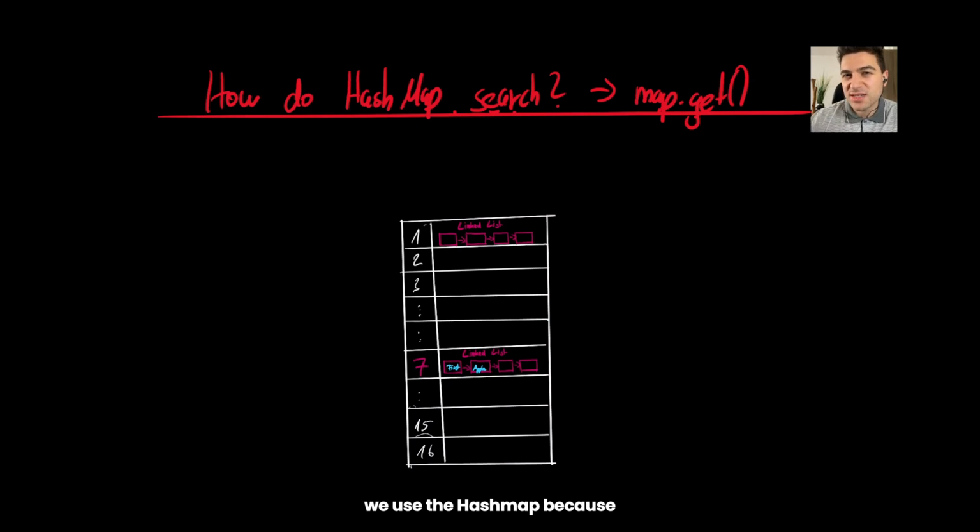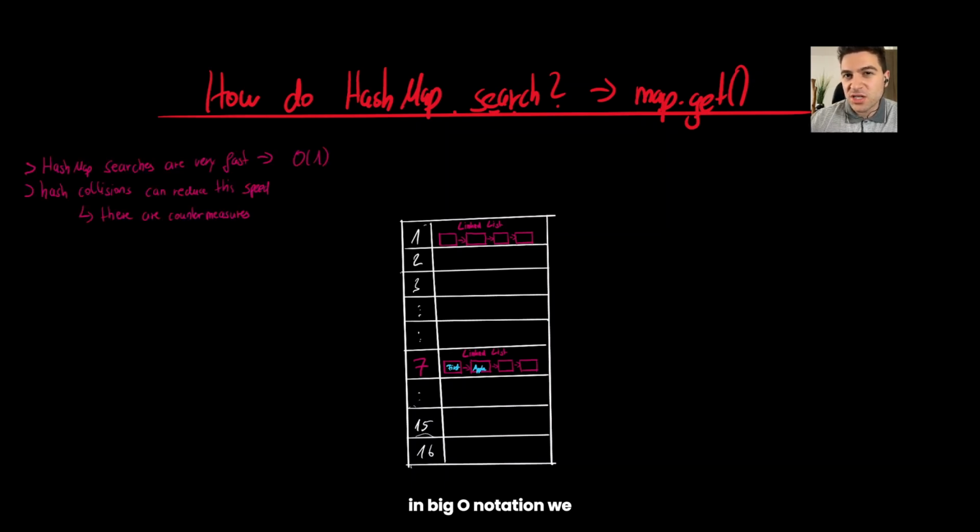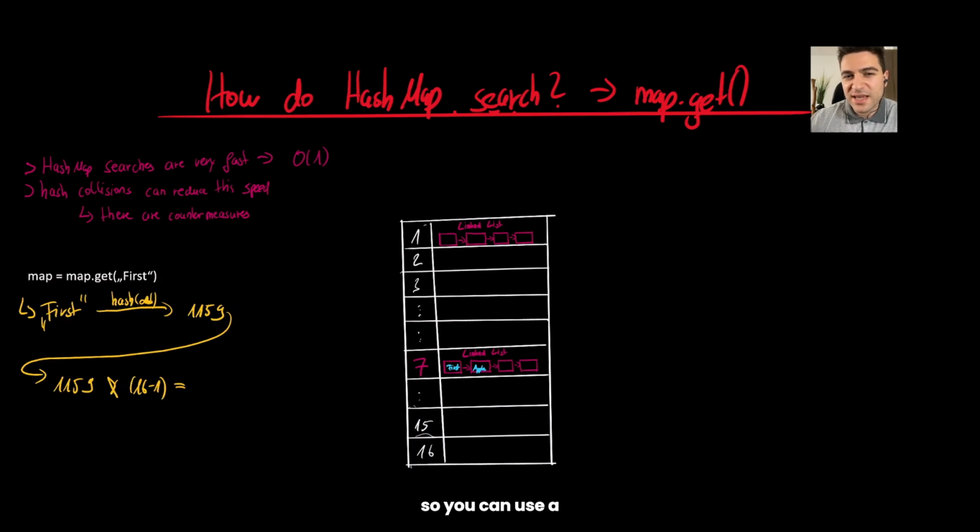We use the HashMap because it's very fast at lookups. In big O notation, we say it's big O of 1. So it's very, very fast at lookups. And we know how it's looking for a value. So you can use a get method. The get method takes the hash, and then it knows exactly in which bucket it has to search. So it doesn't have to search through all of the buckets, but it can immediately say, hey, it's at the 7th position. And as you may have figured out, the linked list inside of it is a little blocker, because in the linked list, we then have to go linearly, right? We have to go from the first to the second to the third value, but it's still way faster than having a simple array.